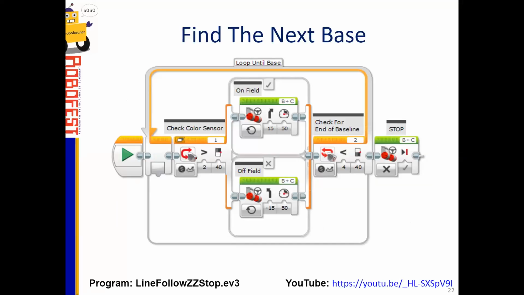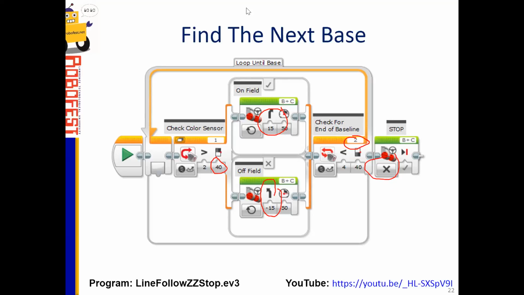So we once again have our line follower set up. When the light sensor in port 1 is greater than 40, that means we're on the field and we're going to turn right. When it's less than 40, we're off the field and we're going to turn left. And we're continually checking, this time sensor 2, to see if it's greater than 40 or less than 40. So when sensor 2 goes off the field and sees darkness, we're going to exit the loop and cause our robot to stop.